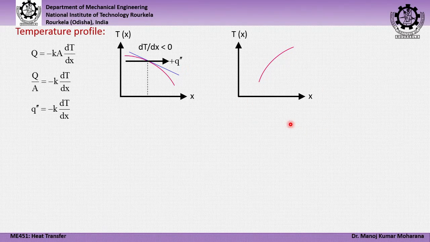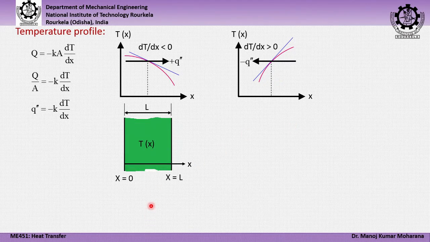Similarly, in the second case where the temperature T is increasing along the positive x direction, again let us calculate the slope at the same point. At this point you draw the tangent and calculate the slope, and in this case dT by dx will be a positive quantity. If you use this expression, with dT by dx positive, you will get the conduction heat flux q double prime as a negative quantity. That is why the direction of heat flow will be towards the negative x direction. So, you will have a minus sign here, which indicates the direction of the flow of heat.